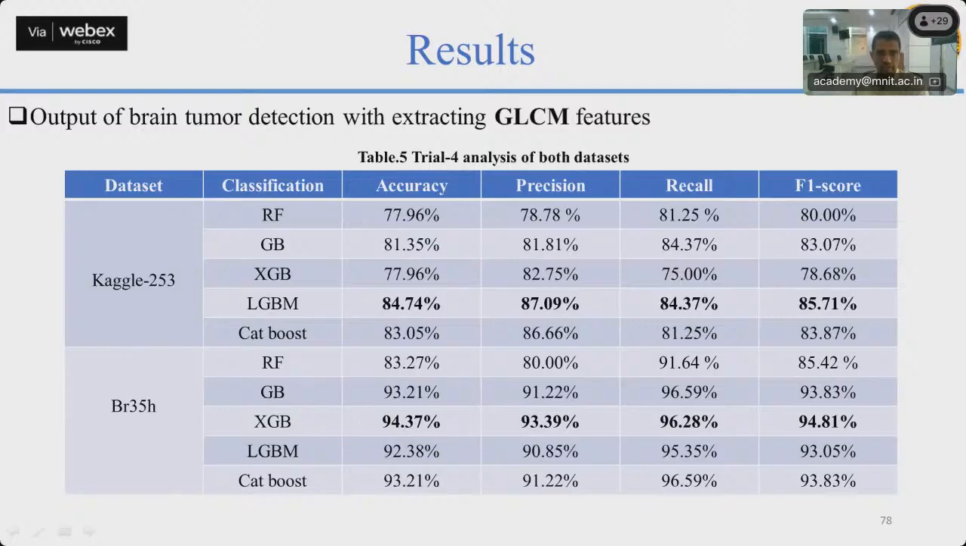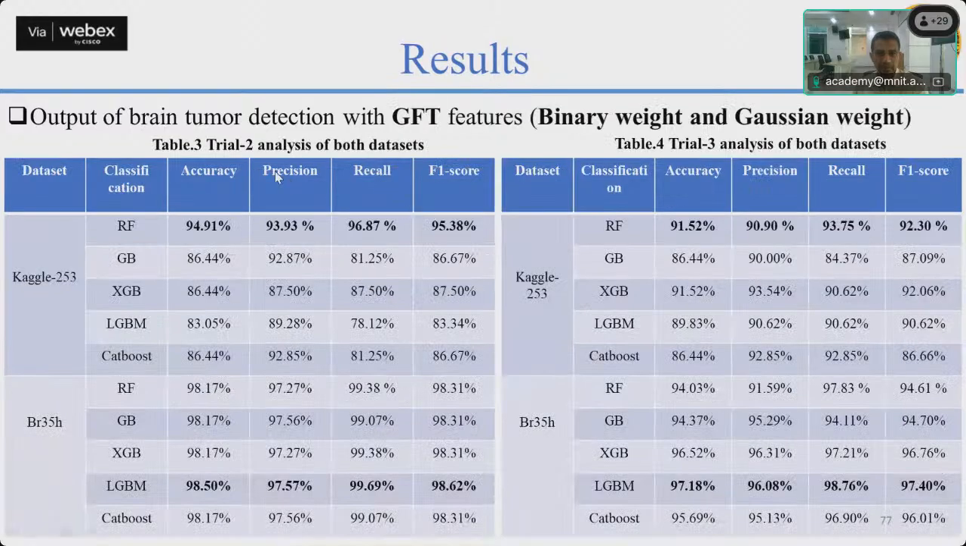And then again with extracting the GLCM feature, this is trial 2 analysis, GFT feature, trial 3 analysis of both datasets, binary weight. What did we try? We took the binary weight. Why the binary weight? Binary weight is either the relation 1 or 0. If they are in the neighborhood, then it is 1. If it is not there, then it is 0. That also can be considered. With the binary weight it is this one, and with the Gaussian weight it is this one. So you see in binary weight, it is far larger.